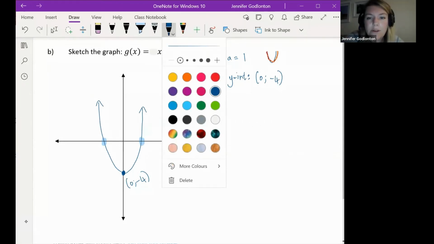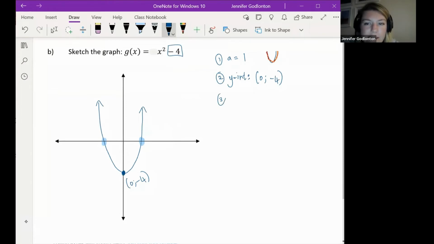So third step is finding those x-intercepts. When we find an x-intercept, we make y equal to 0. So we say 0 equals x squared minus 4. If I was factorizing x squared minus 4, what am I going to use? Highest common factor, dots, trinomial. What am I going to do?